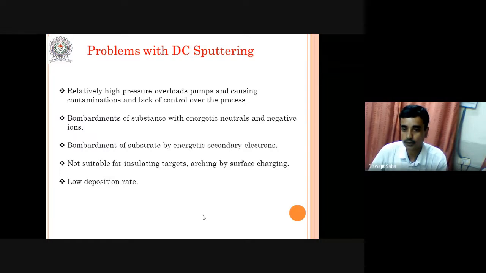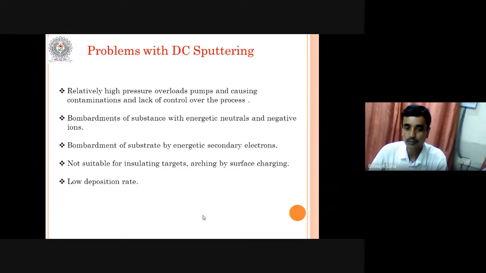Some negative ions also make collision with the target. So this negative ion sometimes makes some difficulties for the positive ions to proceed due to electrostatic repulsion. And bombardment of the substrate by energetic secondary electrons, because during the process of sustainable plasma, some secondary electrons are created in the plasma state.